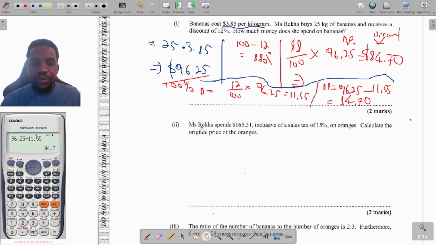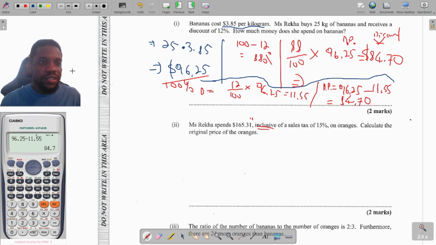All right, Miss Riha spends $165.31 inclusive of sales tax of 15% on oranges. Calculate the original price of the oranges. Okay, so the original price was lower. When they added the tax, this is what it became. The key word here is inclusive. That's the operative word, which means that this price contains the tax.